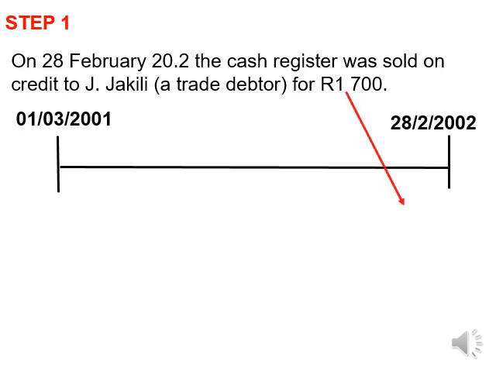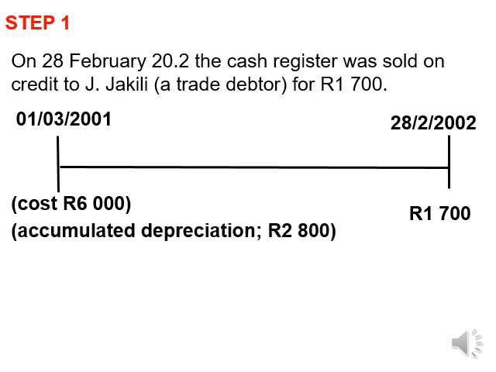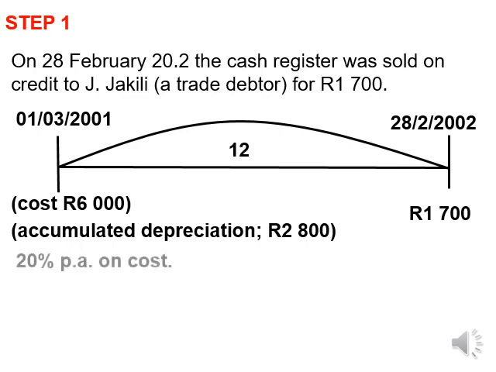Okay, and we have sold it at the end of the financial year, which means we had it still for a whole year. We need to calculate depreciation on this asset for a year. The cost was 6,000. Depreciation is calculated on cost. The accumulated depreciation up to the last point that we have calculated depreciation was 2,800. So now we need to update it with the current 12 months. The rate is 20% per annum on cost.